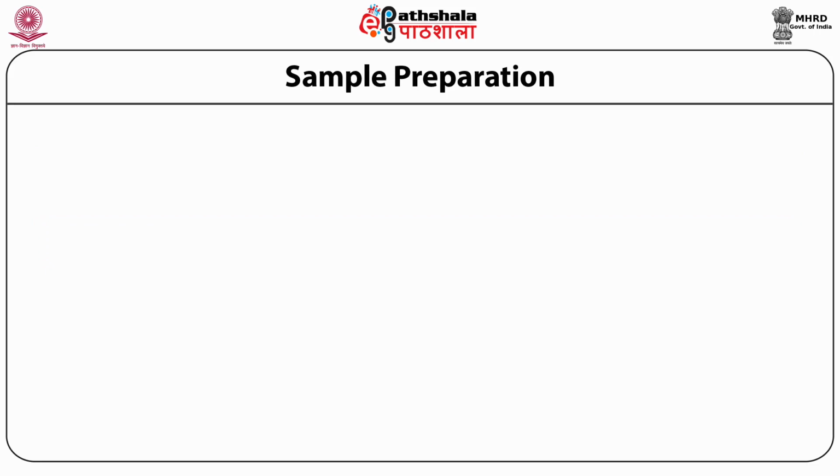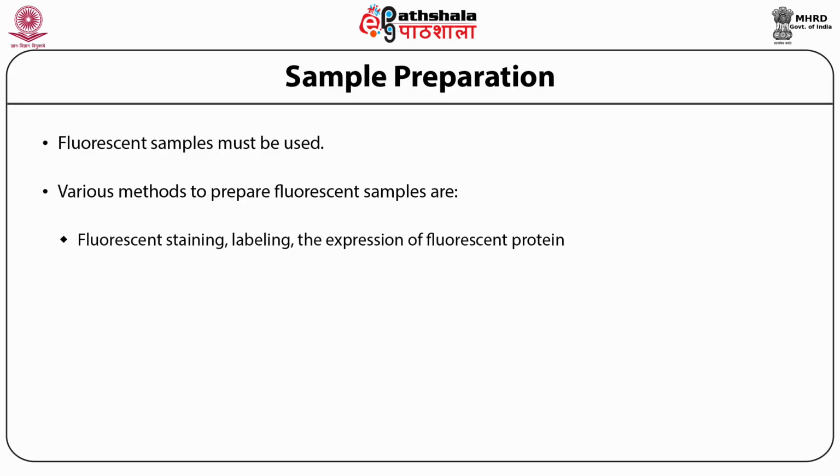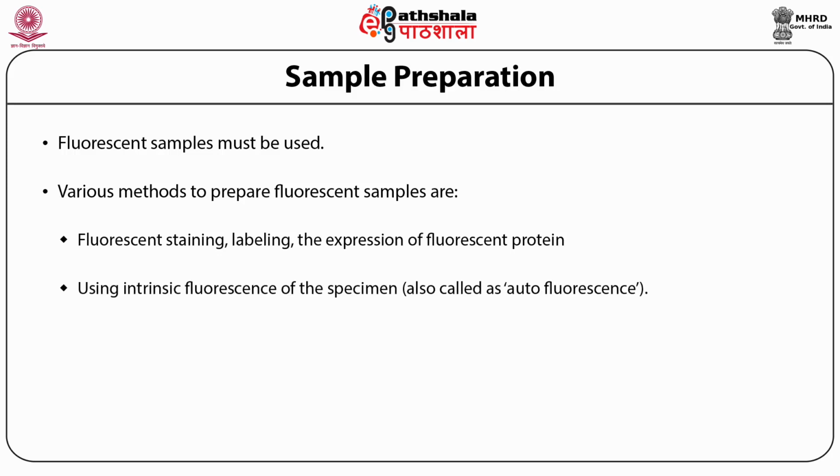Now, the sample preparation. For sample preparation, fluorescent samples must be used. There are various methods to prepare fluorescent samples, such as fluorescent staining, labeling, and the expression of fluorescent protein. Then, using the intrinsic fluorescence of the specimen, which is also called autofluorescence. This can be achieved by various techniques which are used for fluorescent staining.